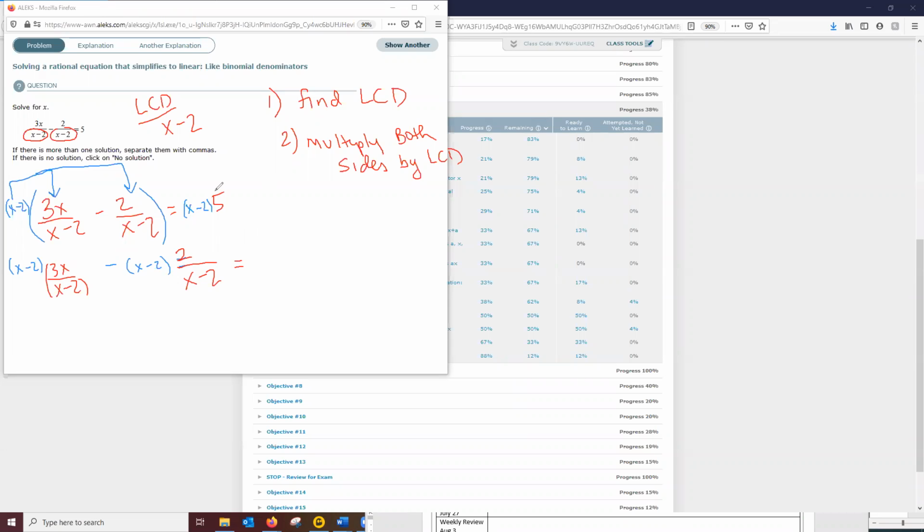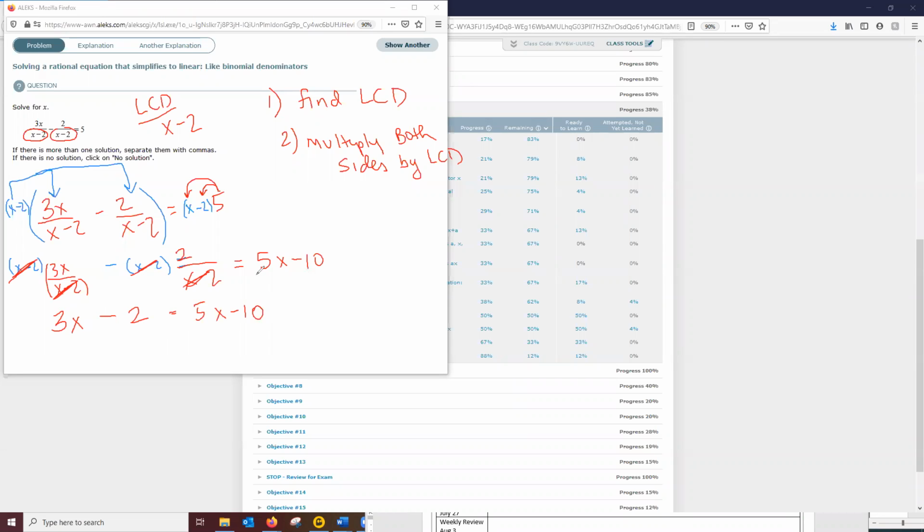All right, on the right-hand side, I'm going to let this 5 multiply inside the parenthesis, so that's going to be 5x minus 10. But here's the good news. On the left-hand side, this x minus 2 cancels out with that x minus 2. That leaves just 3x. And this x minus 2 cancels out with that x minus 2, just leaving a 2. So notice now I have a much nicer equation to solve with no fractions.